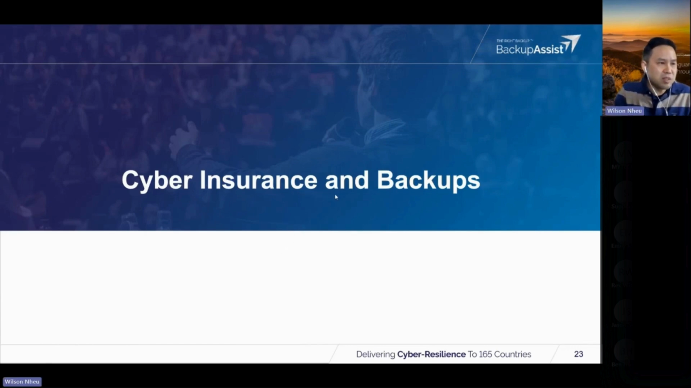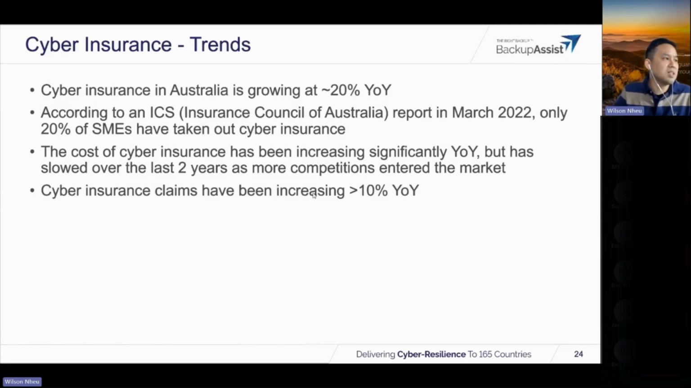Now, with cyber insurance and backups, I'm going to start by giving you a quick trend in Australia. So in Australia, the cyber insurance industry is growing around about 20% year on year. According to the Insurance Council of Australia, in a report that's 2 years old, only about 20% of SMEs have taken out cyber insurance. I think at that point it was like 35% for larger companies, but that's still quite low. Even now, I would think it's closer to 30%, it isn't that high.